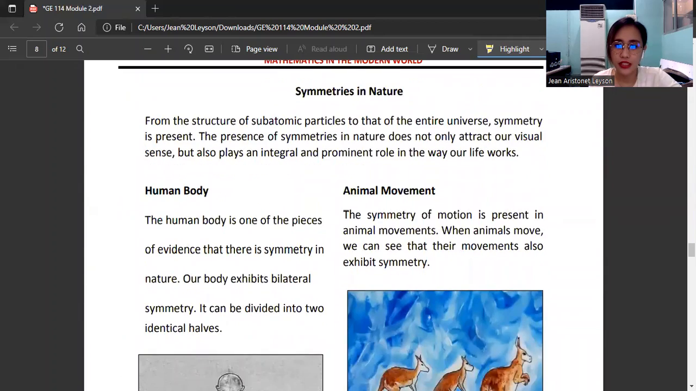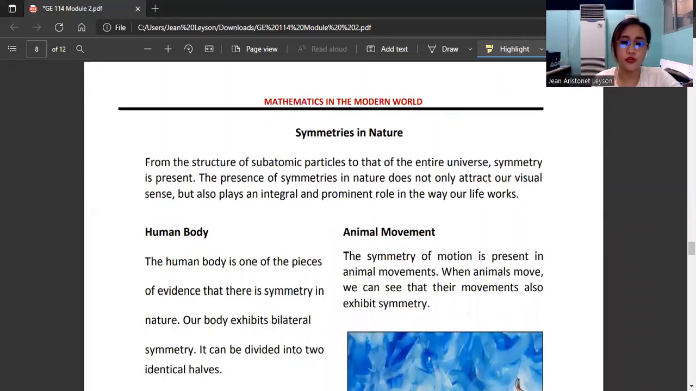Next, let's proceed. Symmetry in nature. From the structure of subatomic particles to that of the entire universe, symmetry is present. The presence of symmetries in nature does not only attract our visual sense, but also plays an integral and prominent role in the way our life works.